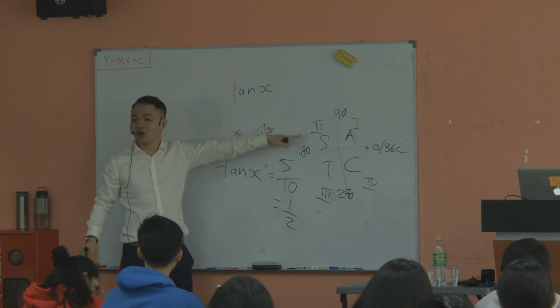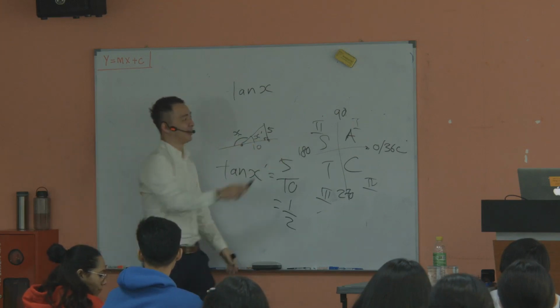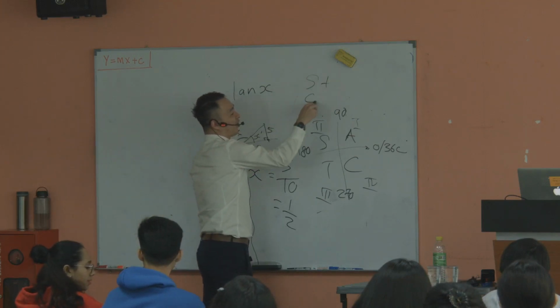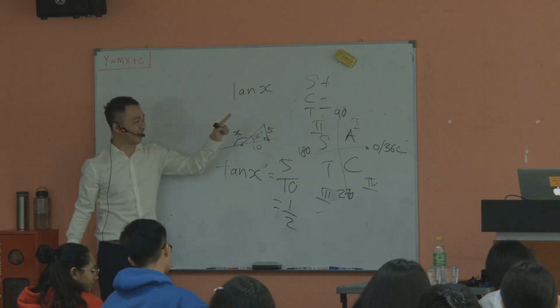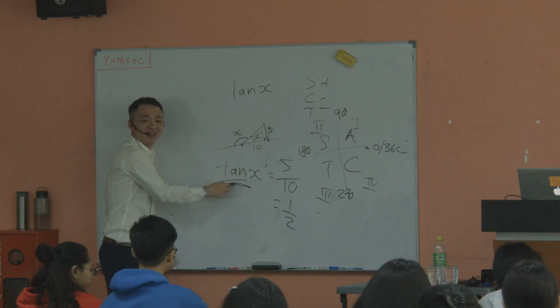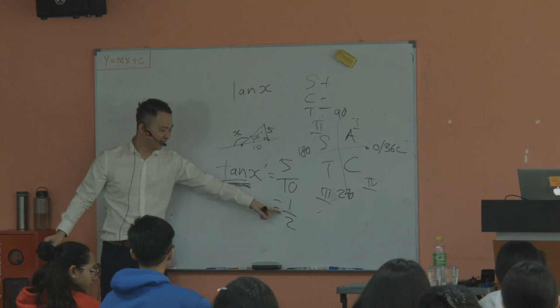Now we go to the second quadrant. ASTC tells me only sine can be positive. Cos and tangent must be negative. So only sine can be positive, right? Now I find tangent. Tangent must be negative.